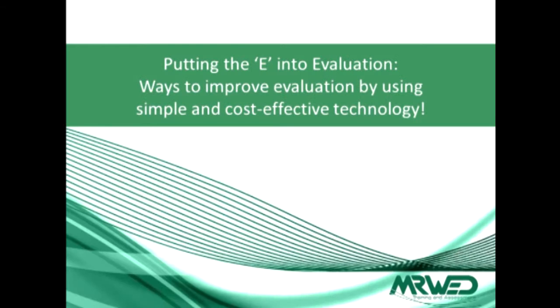All right, let's get started with the content. Today's topic is putting the E into evaluation, ways to improve evaluation by using simple and cost-effective technology. We don't have limitless budgets. We understand that. As training providers, we don't have limitless budgets. So what we've come up with is a group of tools that you can use to help you with your evaluation. Evaluation is very important for us in training organisations. Firstly, it's the way we collect feedback, the way we look at it, and the way we make improvements. In Mr. Webb's 13 years, we just keep making improvement after improvement based on the feedback that we get from employers, from clients, from our own staff, and from our students.